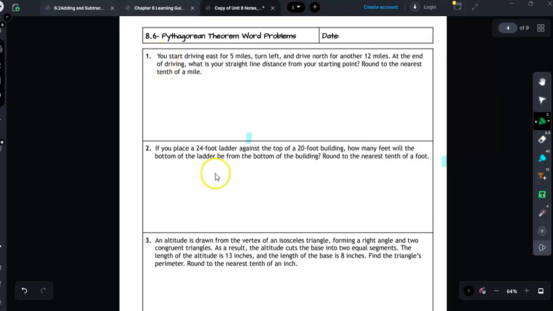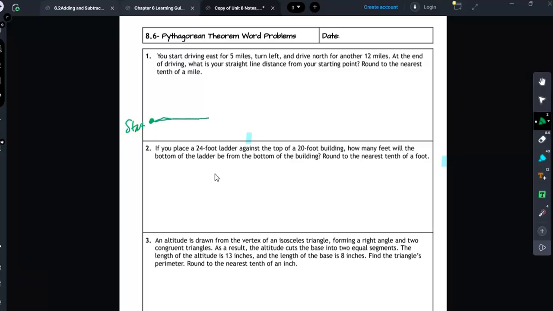Okay, so we're looking at this problem with these word problems. It's helpful to have a piece of paper to draw out what it's talking about. So we're going to start driving east. I'm going to say this is our starting point, right? And we're going to drive east.